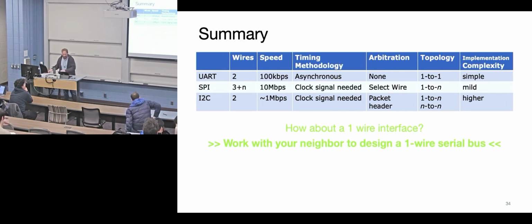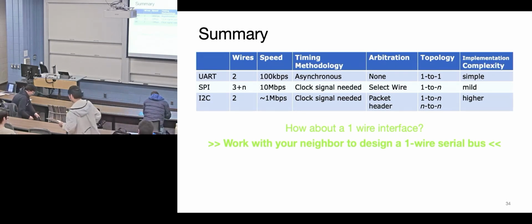All right. We didn't get a chance to do this one, but we have different modalities here. Each of these structures has something that's good about it. UARTs have a low number of wires. So does SPI. Different speeds, different arbitration cycle methods, topologies, complexities.